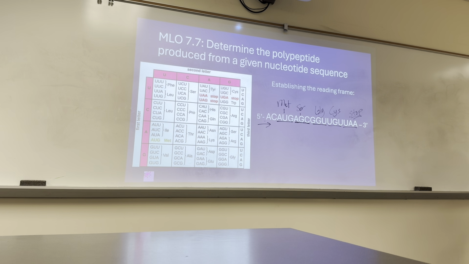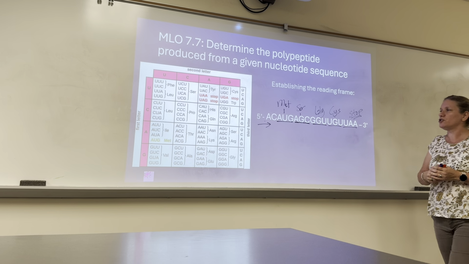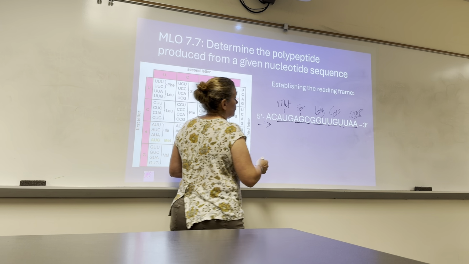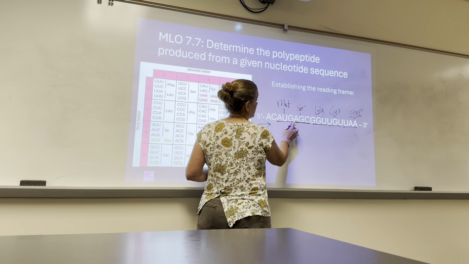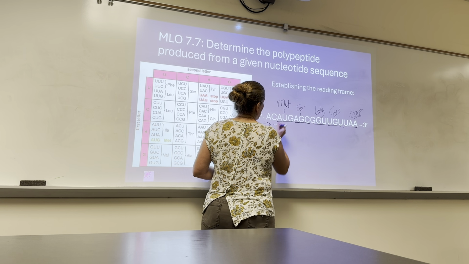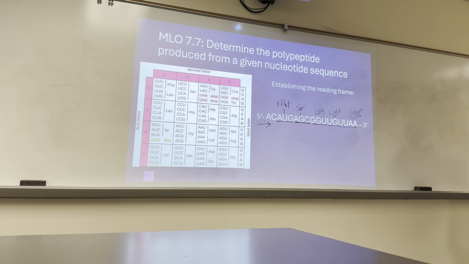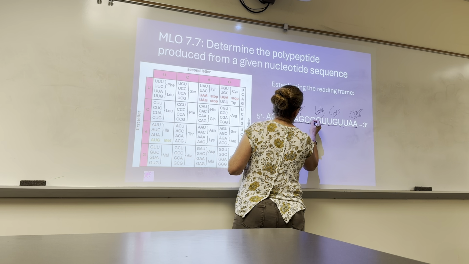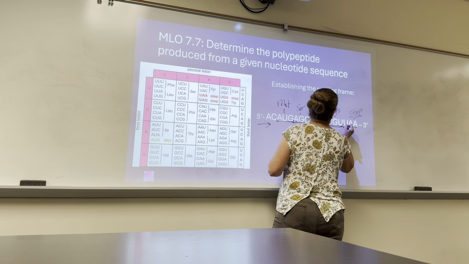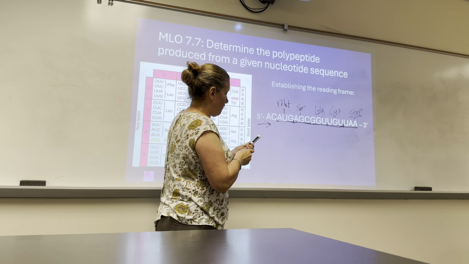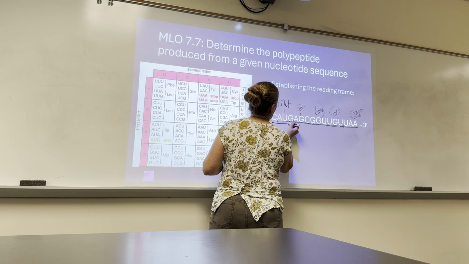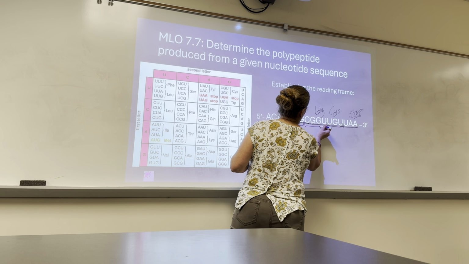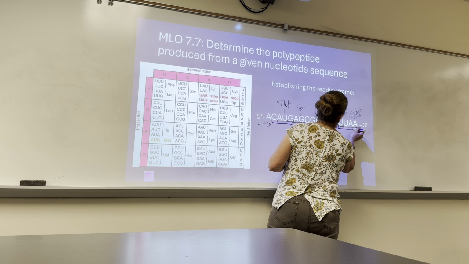Now I say reading frame, and I understand you have had this covered before in general biology, but I wanted to show you the other so-called reading frames that could exist if we didn't know where to start. So this was R3, and it continued like that. But what if I started here? What would my amino acid sequence be?